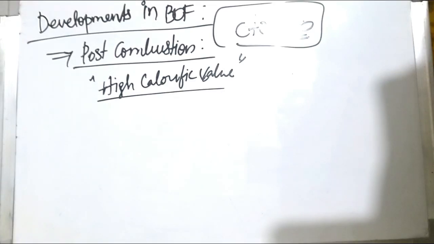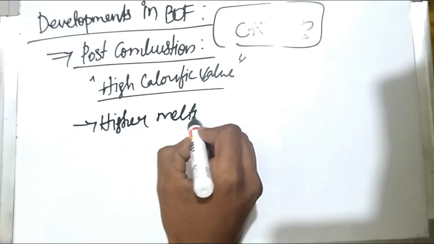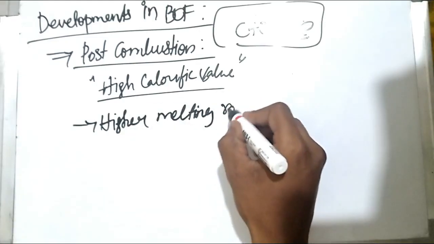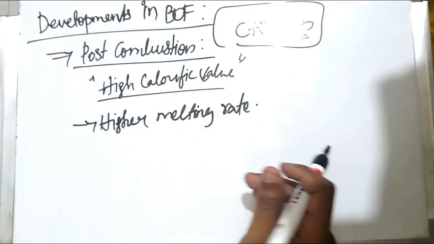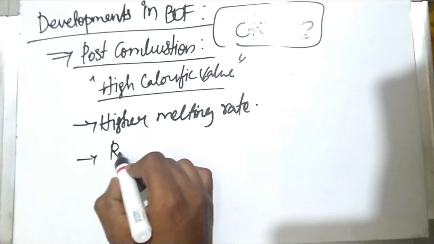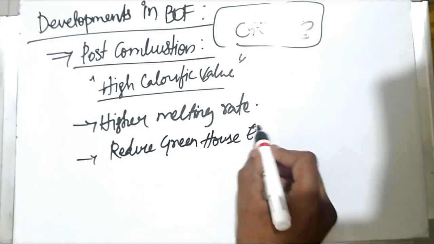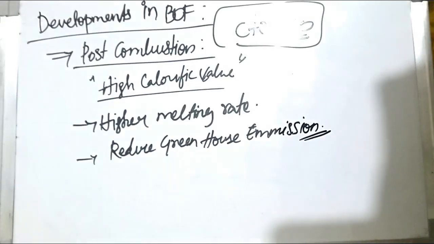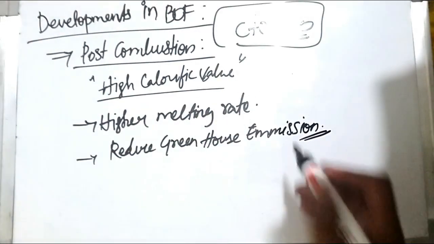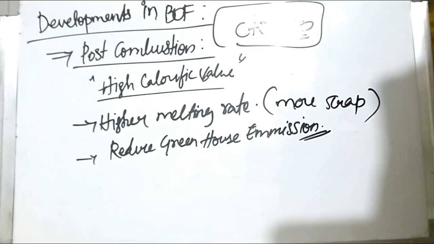What are the advantages of combusting this CO? Higher melting rates can be achieved, as because of this combustion more energy and more heat will be available. The greenhouse emissions can also be reduced. What are the greenhouse emissions? The same thing, the CO going into the atmosphere, which can be controlled by post combustion. Because of the higher melting rates, we can also use more scrap, which is in solid form.